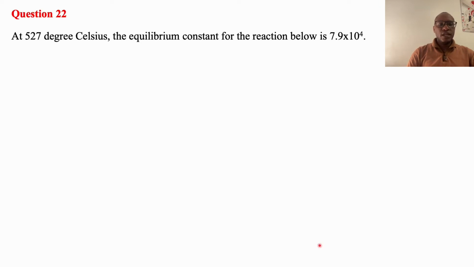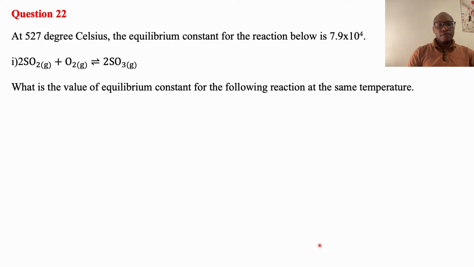Question 22 is saying at this temperature, the equilibrium constant for the reaction below is this one. They have given the reaction and the equilibrium constant. They are asking what is the value of the equilibrium constant for the following reaction at the same temperature. Let's see the reaction that was given. If you check here, they have reversed the reaction, but not only reversing, they have also divided by 2. So reversing, because this one has gone into the reactant, but they are also dividing by 2. Here also it is the same, they divide by 2.